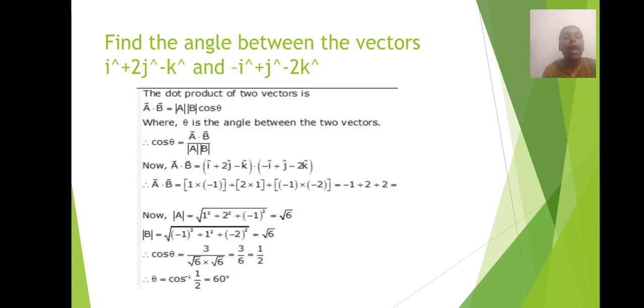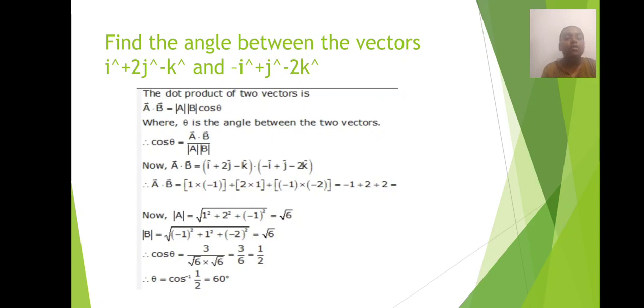And if we find the angle between these two vectors, that is i cap plus 2j cap minus k cap, and the other vector, that is minus i cap plus j cap minus 2k cap, we'll be getting the answer in the form of a dot b is equal to magnitude of a magnitude of b cos theta. If we solve it for cos theta, we'll be getting a dot b divided by magnitude of a magnitude of b.